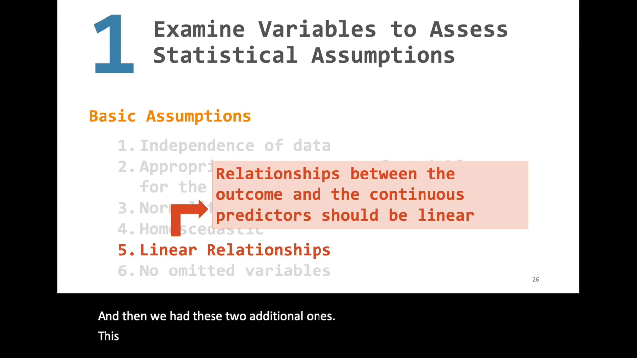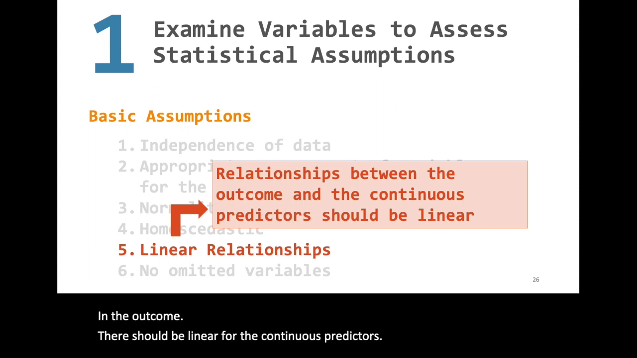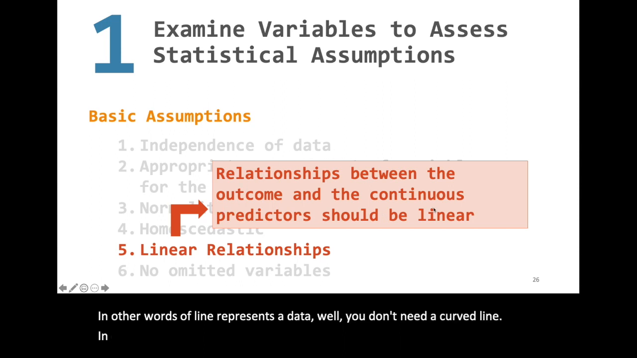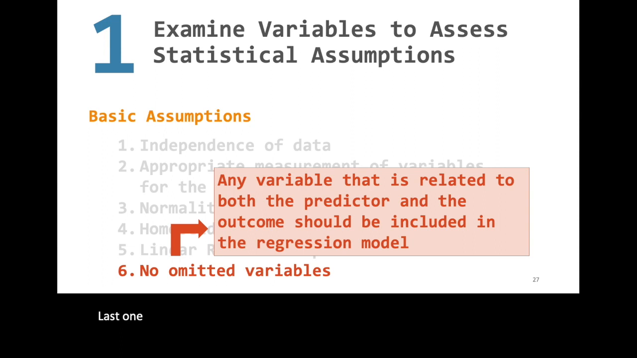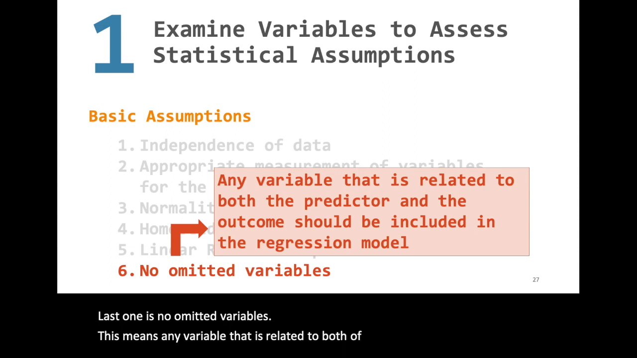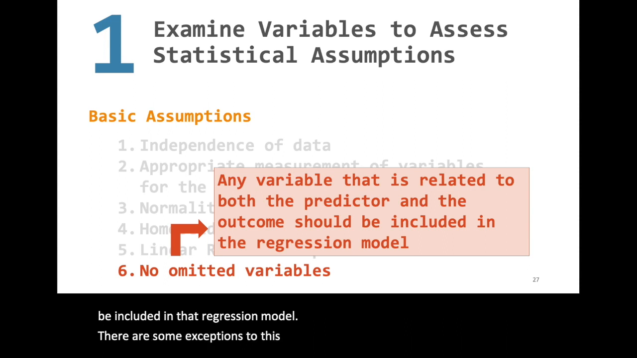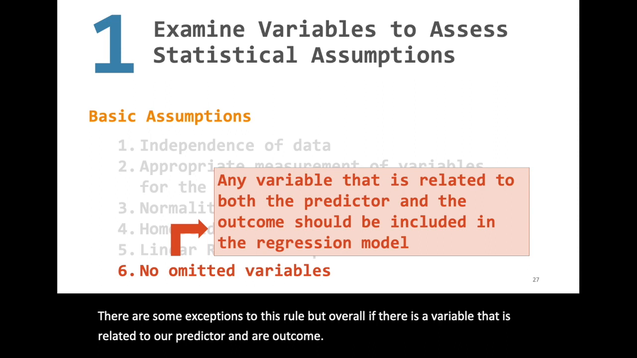This one is we need the relationship between the predictor and the outcome to be linear for the continuous predictors. That means they don't curve a lot. In other words, a line represents the data well. You don't need a curved line in order to represent the data. The last one is no omitted variables. This means any variable that is related to both the predictor and the outcome should be included in the regression model. There are some exceptions to this rule, but overall, if there's a variable that is related to our predictor and our outcome, it's good to control for it.